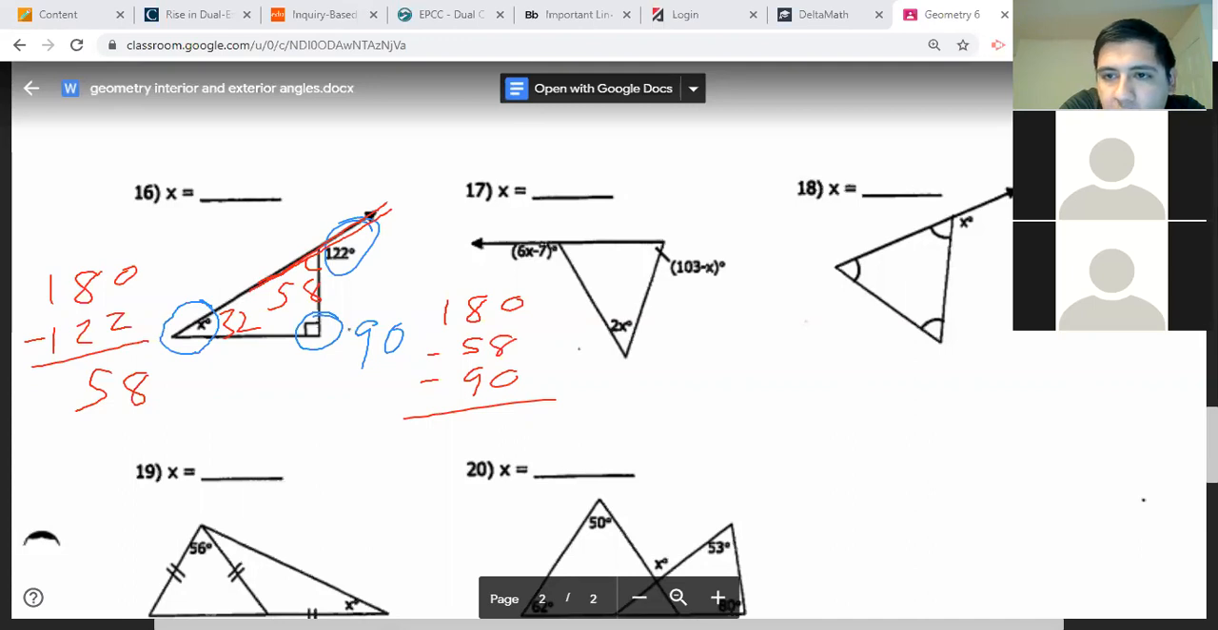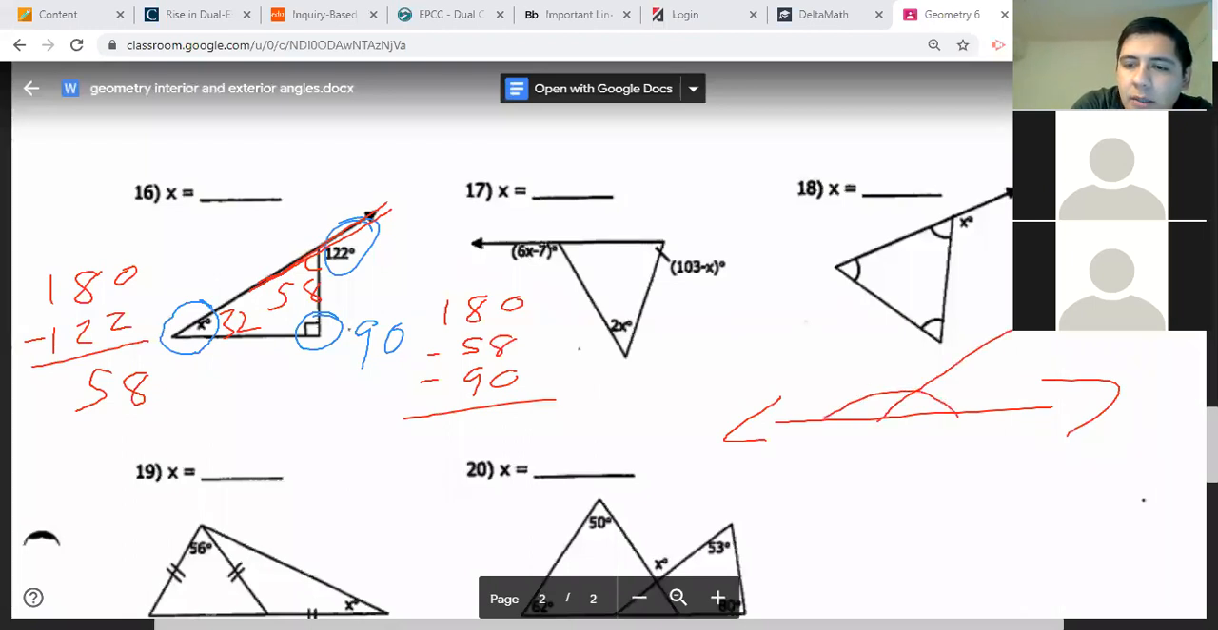So the idea here is that we need to keep in mind, what is it that we're looking at? Think about our straight angles. Remember that this has to equal 180, but remember that the angles inside of a triangle also have to equal 180.